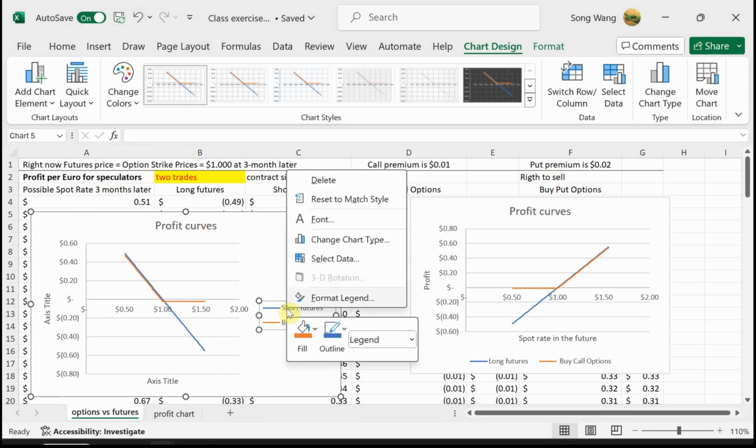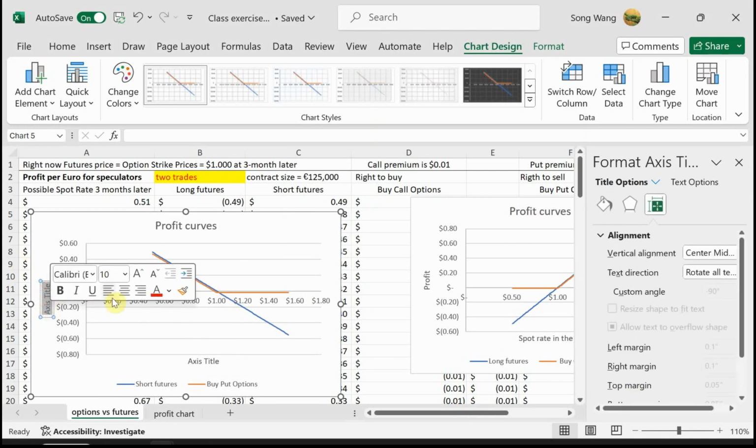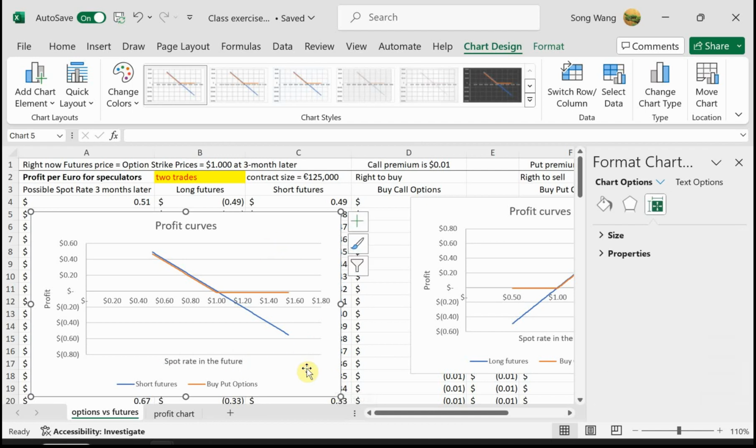And you can format the legend by placing it down at the bottom. The vertical axis is profit. The horizontal axis is spot rate in the future. You know, the spot rate in the future is different from the futures price. You know that, right? The futures price is something you sign up for, which is fixed, and the spot rate can be anywhere in the future.